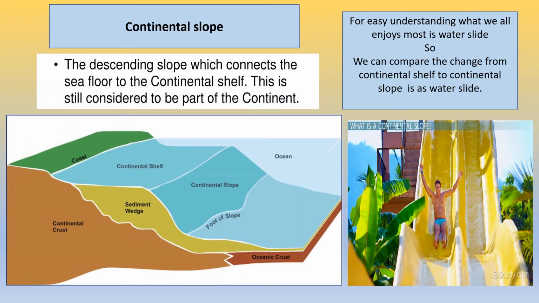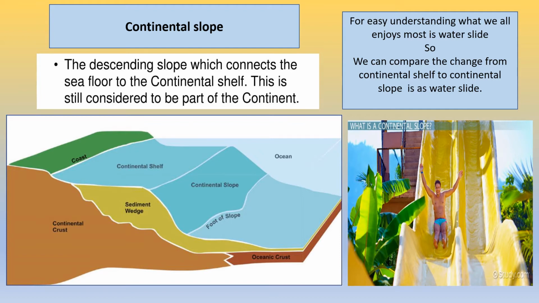The next important part is the continental slope. I got a picture for you, a water slide. What is the continental slope? For example, if you move on a water slide, you enter into the deep because of the force with which you come down. After the continental shelf, the gently sloping land, there is a sudden change in the slope. This is still considered a part of the continent, and it is the descending slope which connects the sea floor to the continental shelf.